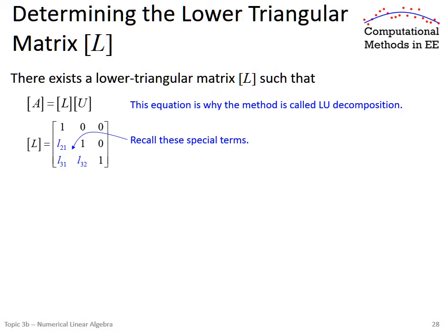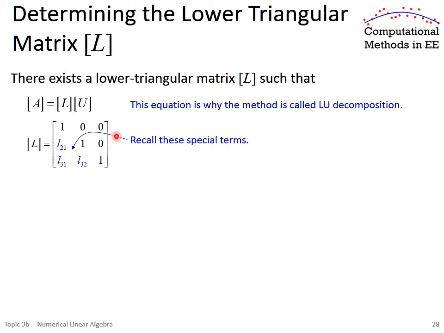Our next step is to determine the lower triangular matrix L, and I think this is a pretty interesting thing. It turns out there is a lower triangular matrix. We can pre-multiply this upper triangular matrix and get our A matrix back. And even more interesting is what's inside this L matrix.